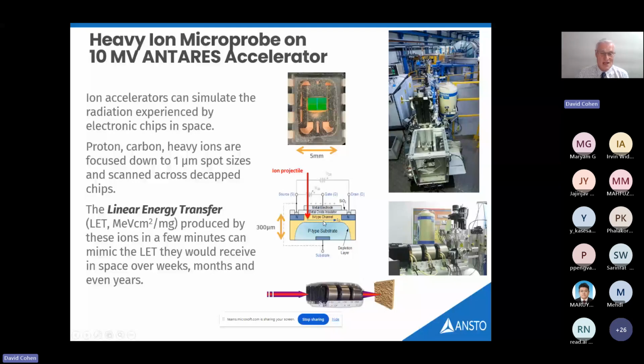You dump charge into that chip while it's operating and see when it works and when it doesn't work. And you can do that with a microprobe with micron resolution in a heavy ion microprobe accelerator like the 10 MeV Antares that we've got at ANSTO. You can bring the beam out into air.